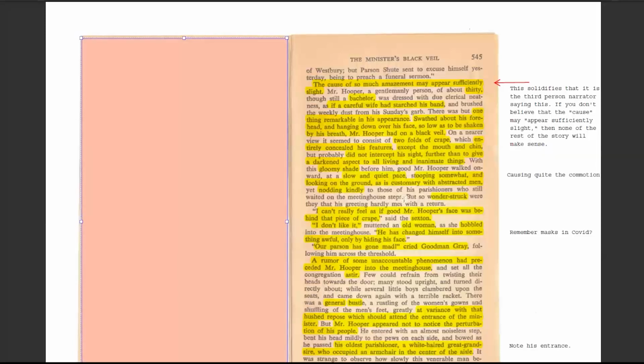"So wonderstruck were they, the people, that his greeting hardly met with a return." So he's greeting and nodding kindly, but they're just struck with this veil. This veil stopped them in their tracks. They're not returning the nod.